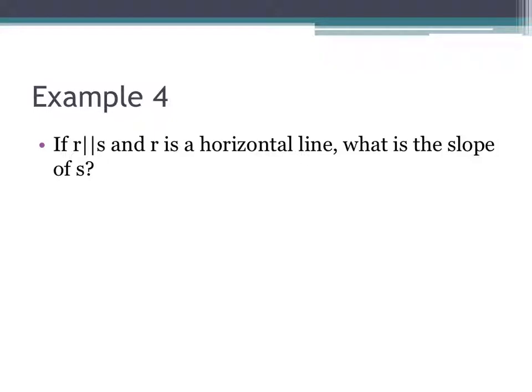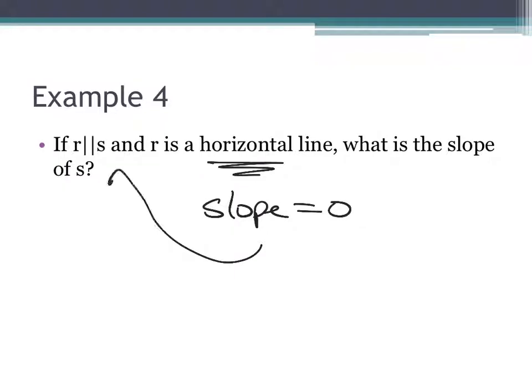If R is parallel to S and R is a horizontal line, what is the slope of S? What's the slope of a horizontal line? 0. Okay, so horizontal line, the slope equals 0. So because these lines are parallel, they have the same slope. So the slope, and again, you could write it as m equals, is 0. And one more example.